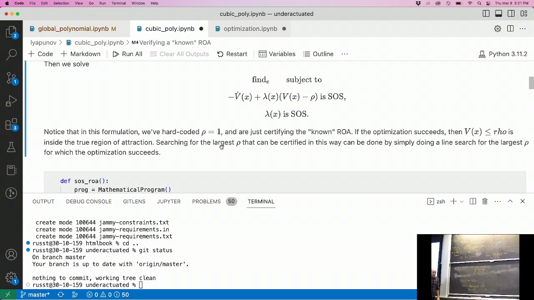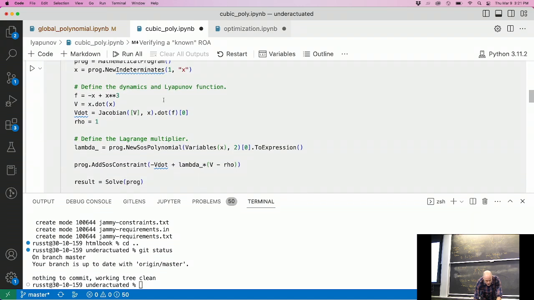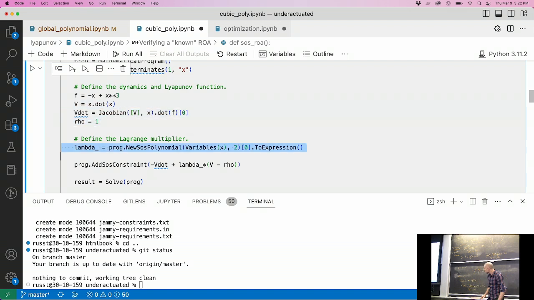And then it's just really a very simple mathematical program to write. I say f is x dot, or negative x plus x cubed. Compute my v dot. I set rho equal to 1. I make a lambda and say that it's a polynomial up to degree 2. That's a sum of squares. And then I ask for this thing to be sums of squares.